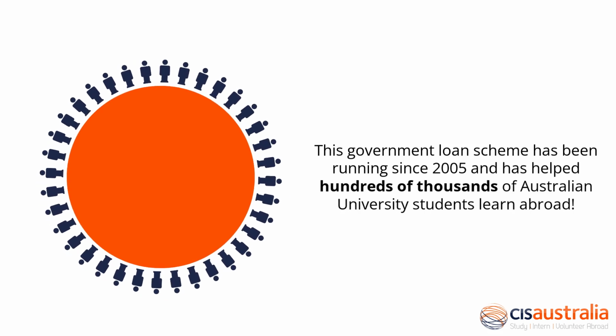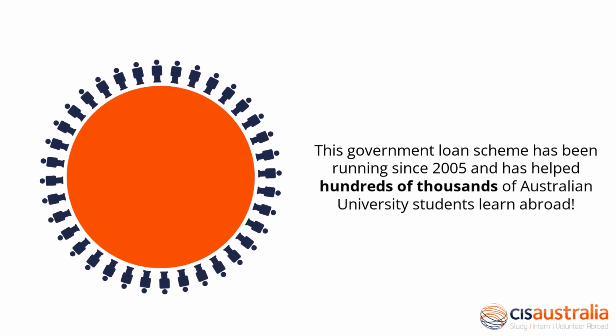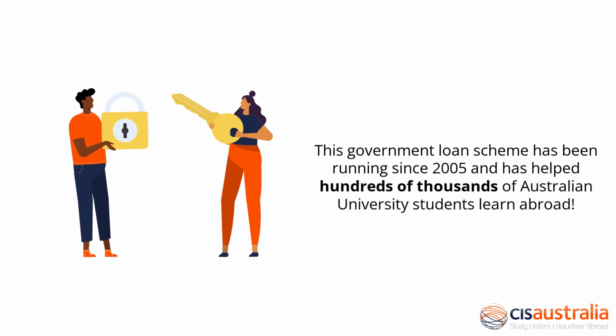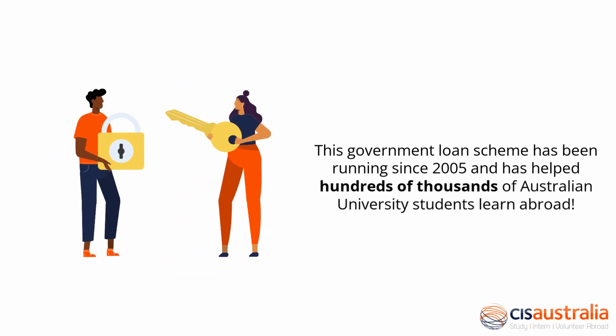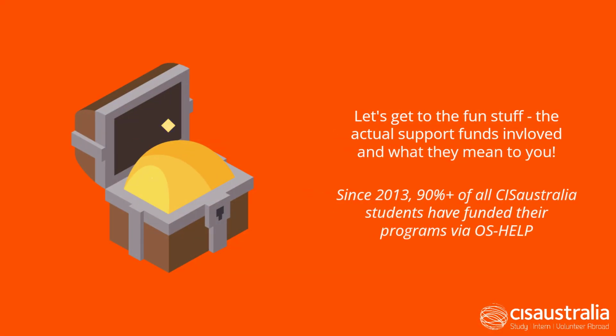learning abroad. This government loan scheme has been running since 2005 and has helped hundreds of thousands of Australian university students learn abroad. While the monetary amount students can access differs from year to year, the process remains the same, so let's dive in. Let's start with the funds involved and what they mean to you. An important point to consider is that 90% plus of all CISaustralia students access OS Help to fund their programs.